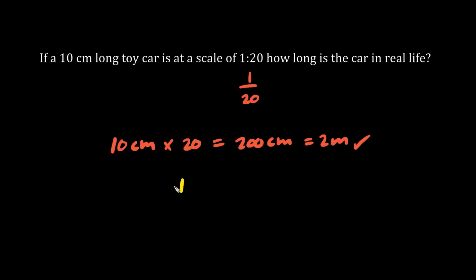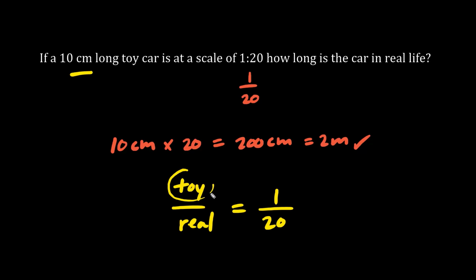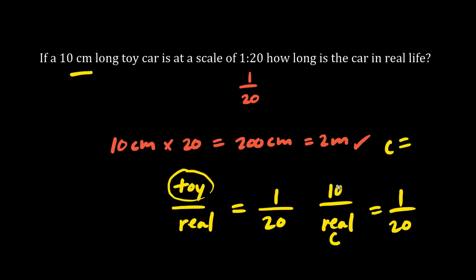Another way to think about this is setting up a proportion. Toy to real car equals 1 to 20. 1:20 means 1 divided by 20. And we're given that the toy car is 10 centimeters. So this numerator is 10. So 10 over real equals 1 over 20. And we could call this real, C as in car. When we cross multiply, we have C equals 10 times 20, which is 200 centimeters, which is 2 meters, the same answer we got before.